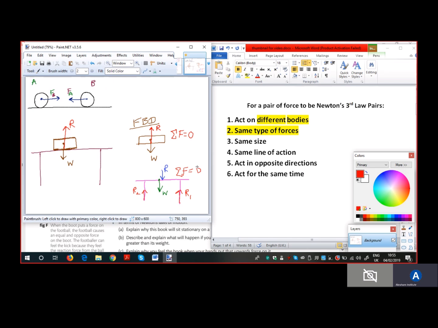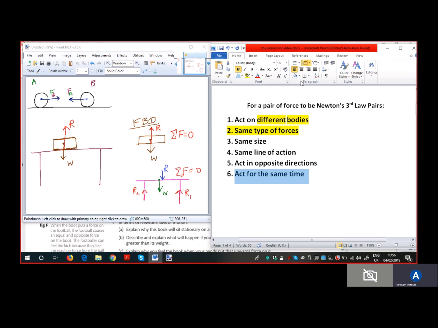Okay. But this is not what we need to see. Anyway, let's look at this one first. Okay. So same size. Both are the same size because that's why it's in equilibrium. Then same line of action. You can see both of them pass through the same line. So same line of action, act in opposite directions. Can you see? But they don't act for the same time. Now, if you remove this from the table, then there will be no more reaction force. But the weight force is still there because it's on the earth. So you see these don't act for the same time.